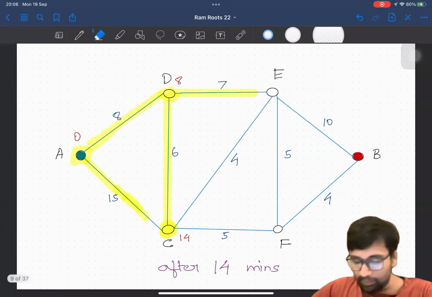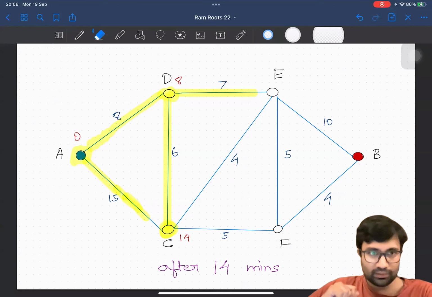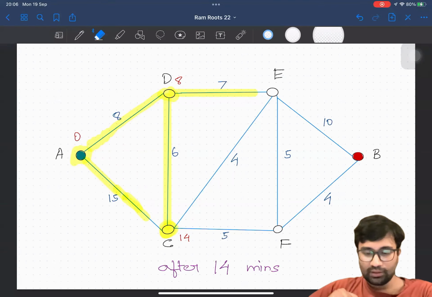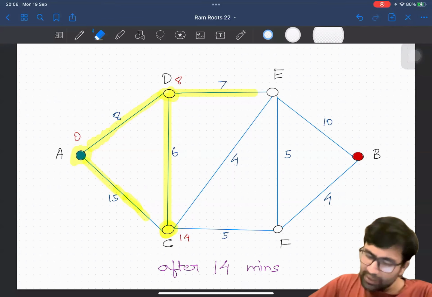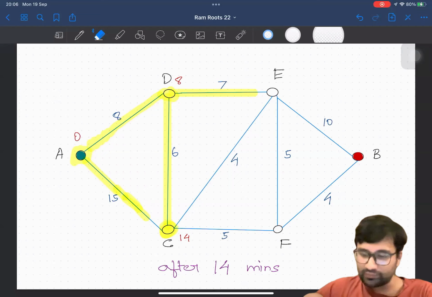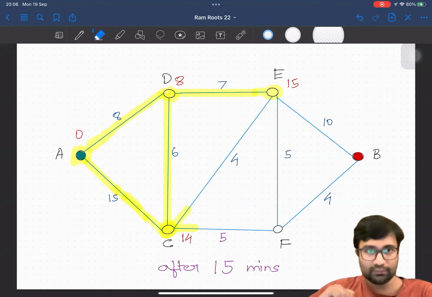Then another 6 minutes pass, and the fire has now reached from D to C, right? And the fire spreading from A to C still has not reached. And the fire is also spreading at the same time in the direction from D to E, and it has almost covered this, right? So another minute passes. Now it is 15 minutes. The fire has reached E from D, right?